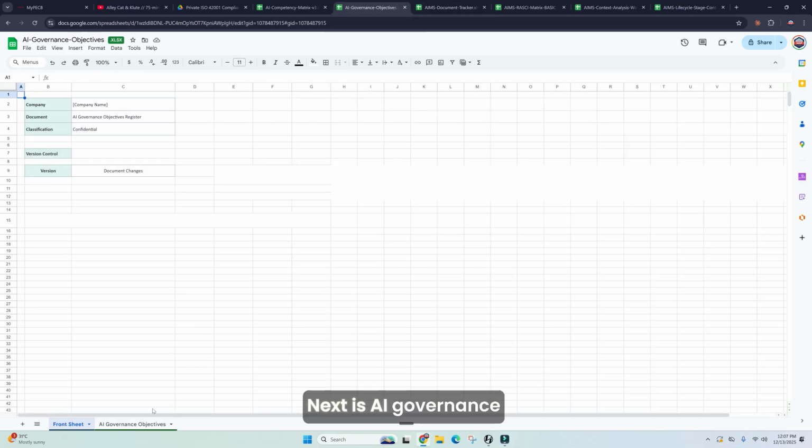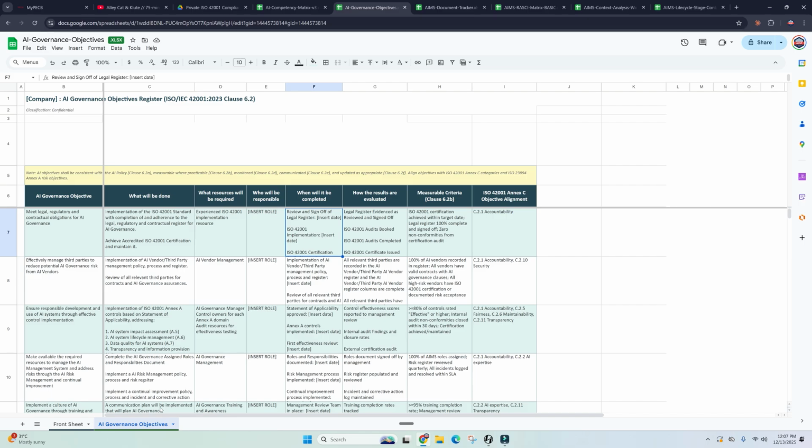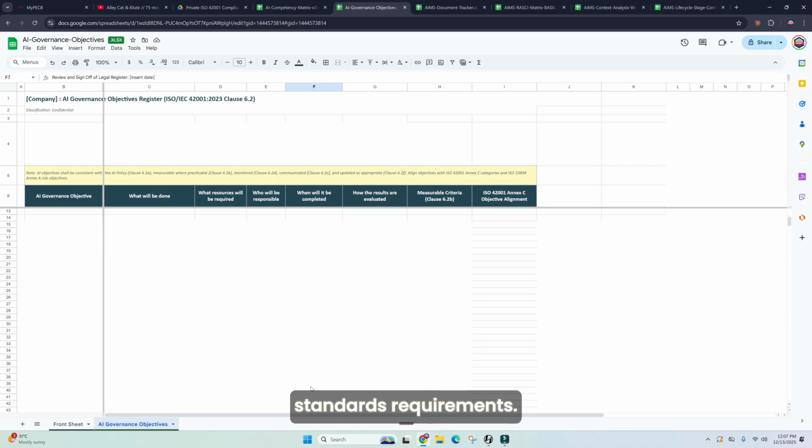Next is AI governance objectives. And this is directly aligned with ISO 42001 clause 6.2. So 6.2 tells you exactly what to document when planning objectives. It's remarkably specific, and the organisation should determine what will be done, what resources will be used, who will be responsible, when will it be completed, and how results will be evaluated. And this register has those exact columns, so it's like a direct implementation of the standard's requirements.